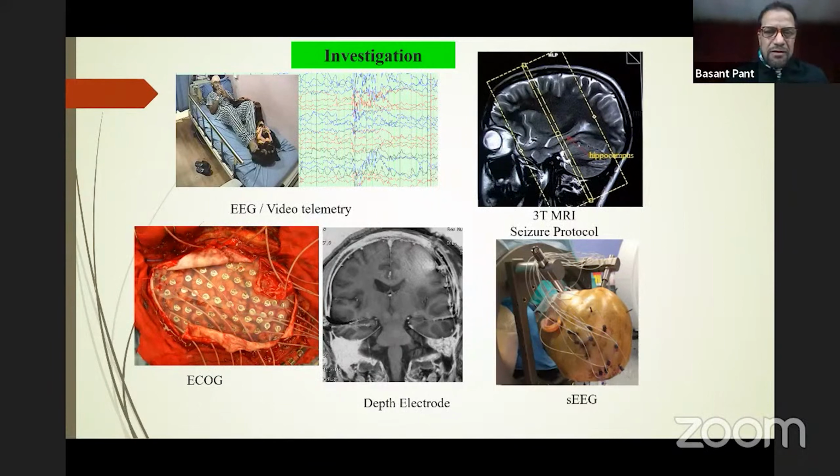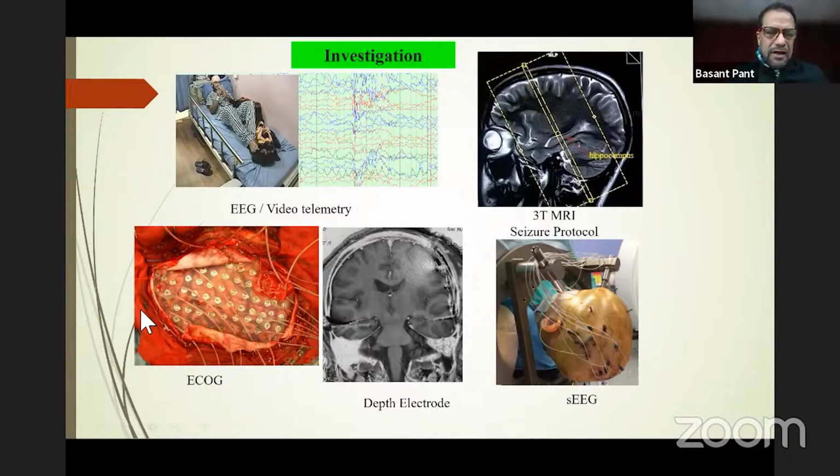If you don't have that in your institute, maybe you can send the patient to somebody who has it. But how you do the MRI is most important. You cannot do a routine MRI and find these lesions. You have to do a seizure protocol. I cannot describe it in detail, you'll have to look it up yourself, but there is a detailed seizure protocol that you need to follow in order to detect focal cortical dysplasia or hippocampal atrophy or things like that.